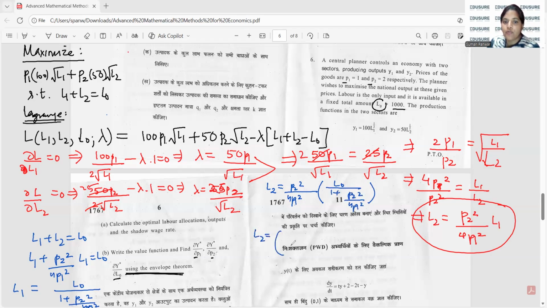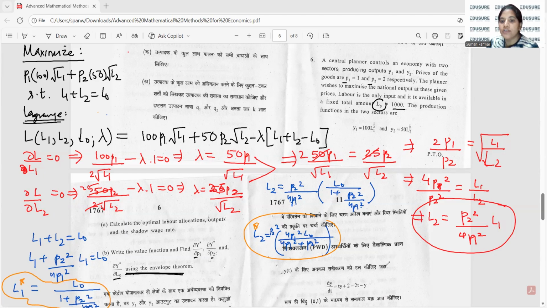So L2 will come out to be, if we take LCM, P2 square L0 divided by 4 P1 square plus P2 square, because the 4 P1 square and this 4 P1 square will cancel. The moral of the story is that I have got the optimal values L1 star and L2 star. These are the values of labor at which I am going to get my maximum output.